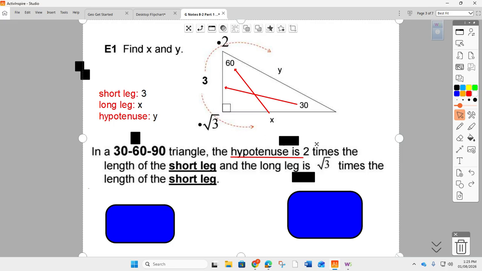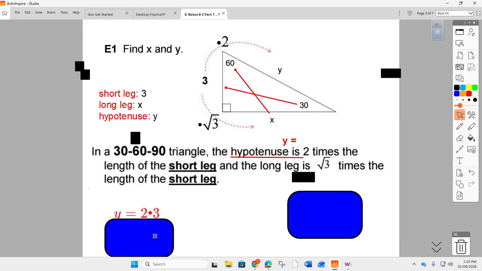So if we look at this rule, it says the hypotenuse is, well, the hypotenuse in this example is y. So y equals 2 times the short leg. So y equals 2 times 3, because 3 is the length of the short leg. So you're writing that down. We just need 6. So you're going to write then y equals 6. So now we know the hypotenuse has a length of 6.